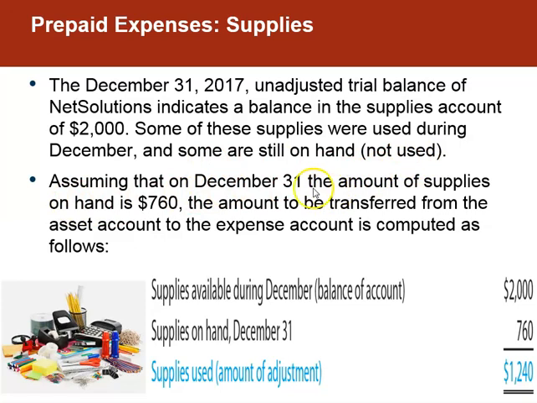Assuming that on December 31, the amount of supplies on hand is $760, the amount to be transferred from the asset account, prepaid supplies or supplies, to the expense account is computed as follows. Supplies available, this is the asset, $2,000. This is what we actually have on hand, so we know that $1,240 have been used. This is the amount of our expense. Okay?